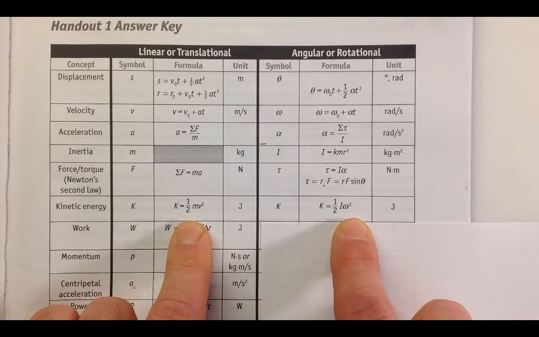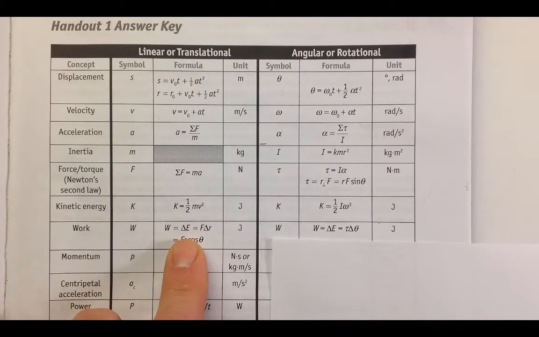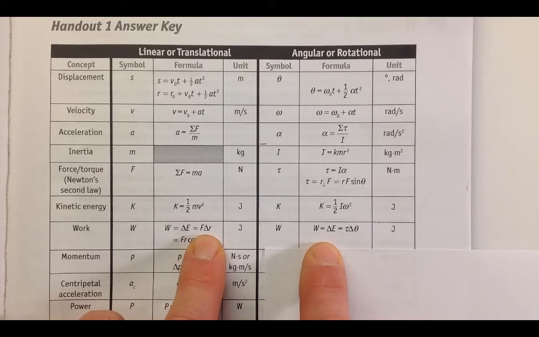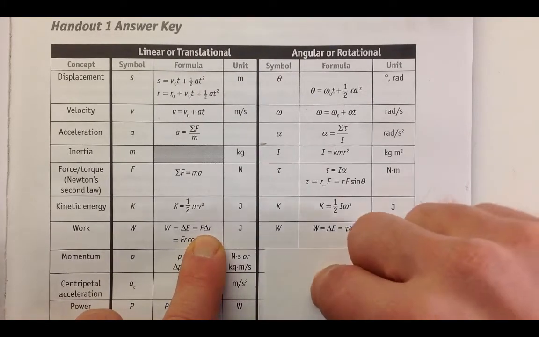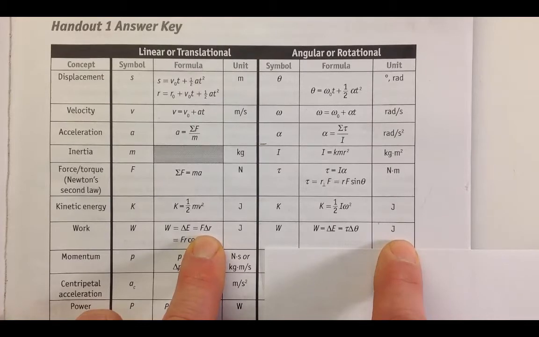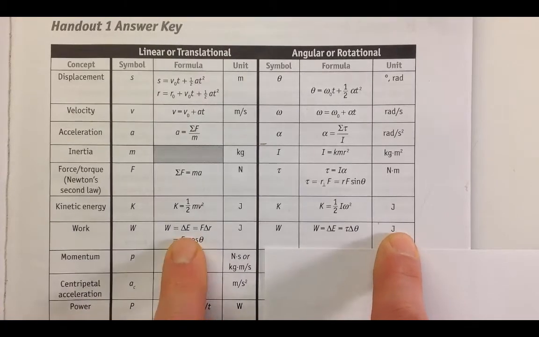Again, 1/2 mv squared, 1/2 I omega squared, just seems to make sense. Work in the linear sense is force times distance. Same idea in the rotational sense, except the analogue of force is torque, and the analogue of distance is delta theta. So when you exert a torque through an angle, you get work done, and that work is measured in joules. Make sure you have that angle measured in radians if you want the work to come out in joules. I think those two make sense.